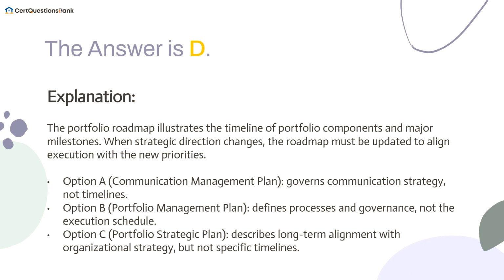The answer is D. The Portfolio Roadmap illustrates the timeline of portfolio components and major milestones. When strategic direction changes, the roadmap must be updated to align execution with the new priorities. Option A, Communication Management Plan, governs communication strategy, not timelines. Option B, Portfolio Management Plan, defines processes and governance, not the execution schedule. Option C, Portfolio Strategic Plan, describes long-term alignment with organizational strategy, but not specific timelines.